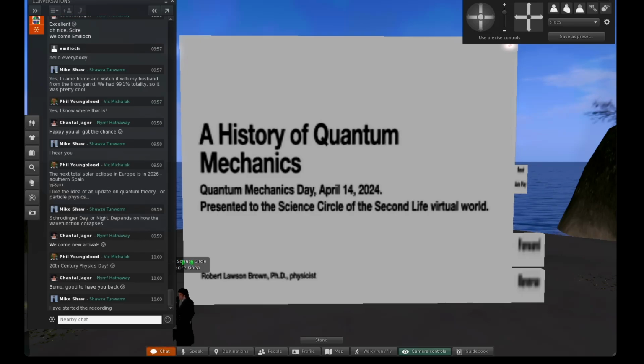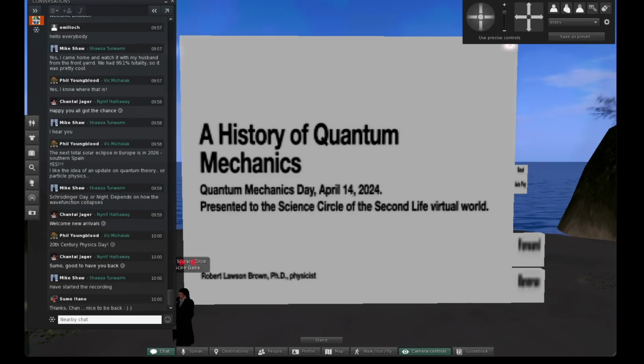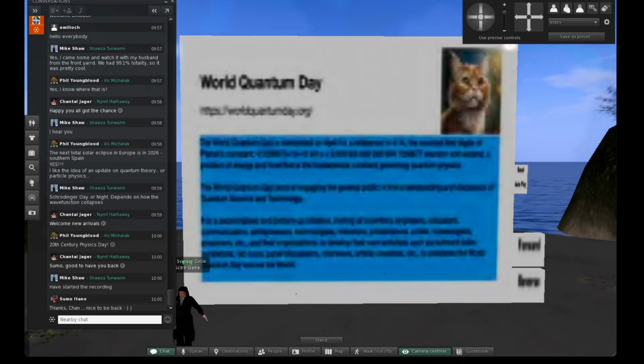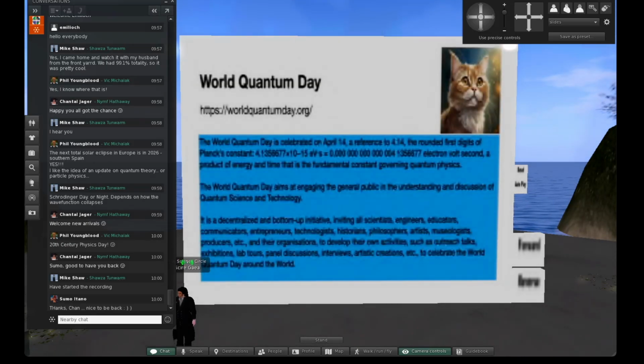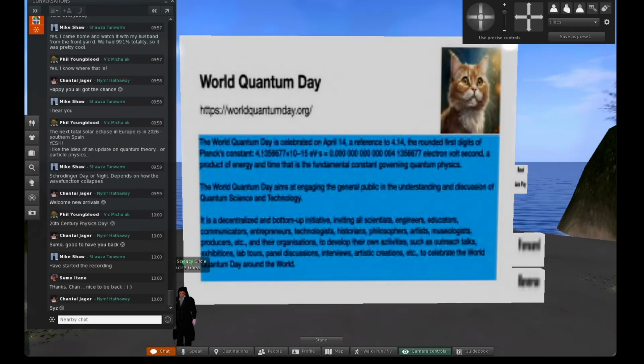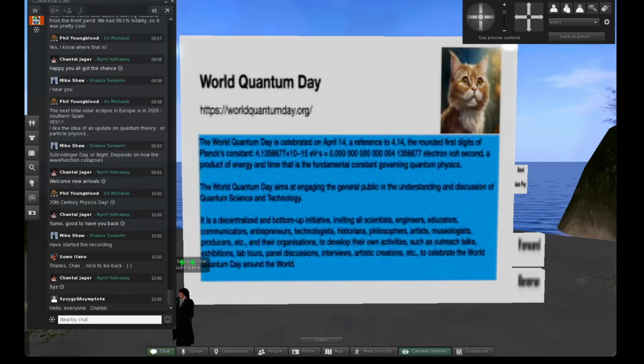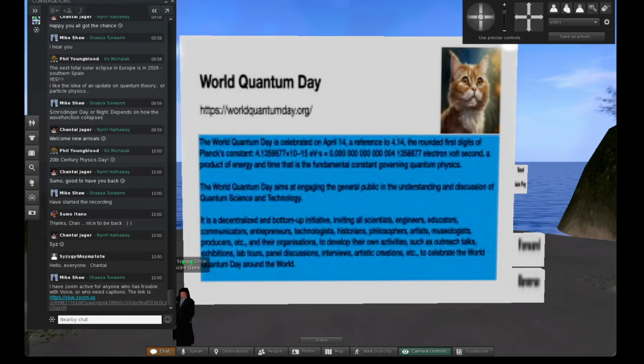Today's presentation, as the slide indicates, is a history of quantum mechanics, the very early history of quantum mechanics. I am doing this on the occasion of World Quantum Day, and I put the website there that people can go to learn about this. It's done on April the 14th, and that's a reference to 4.14, which is a rounding of Planck's constant.